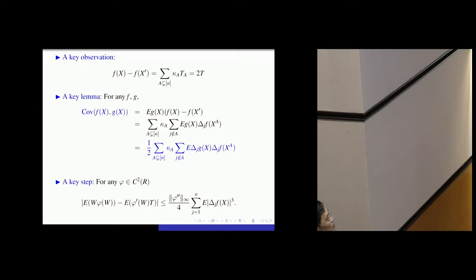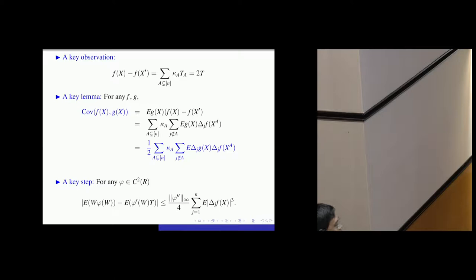Then you look at that part, the expectation of g(X) times the difference Δ_j, and so on, and using the symmetry property, where X_j is replaced by X_j prime, the independent copy, it turns out you can change g(X) to the difference between g(X) and g(X^j).